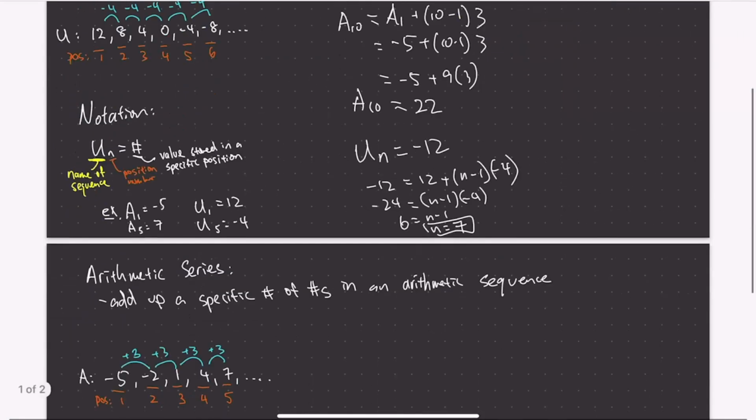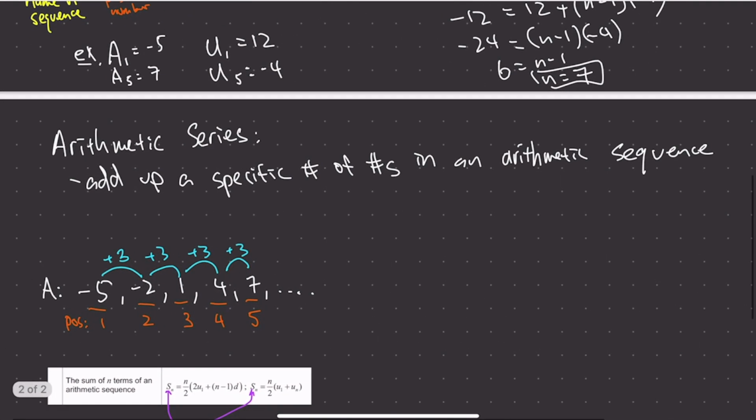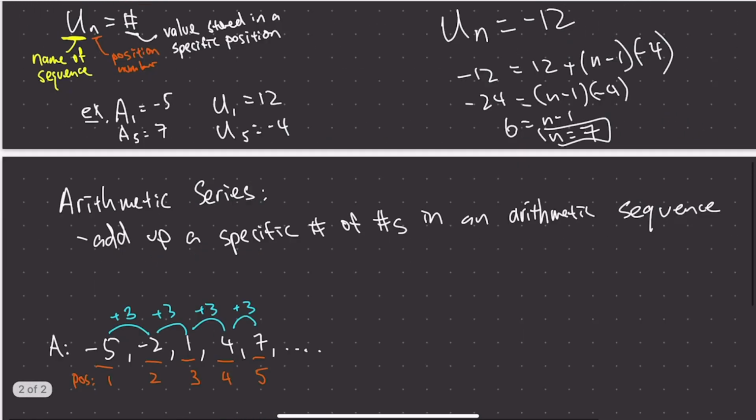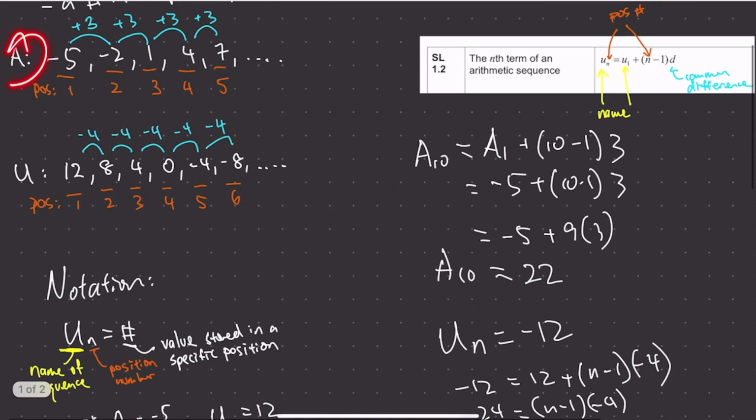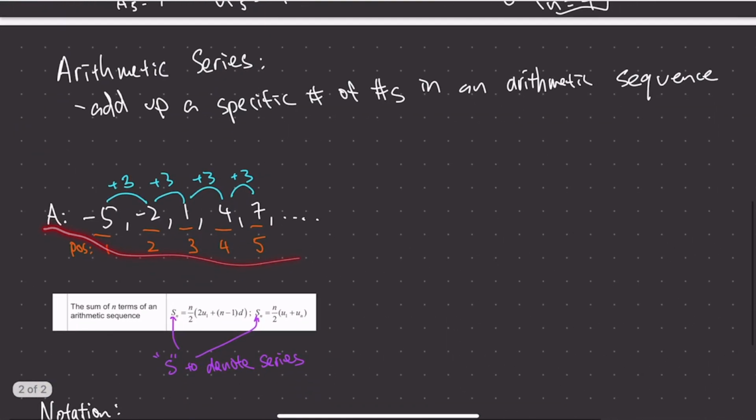Cool. Moving on, we're going to go into an arithmetic series. So what is an arithmetic series? An arithmetic series just means adding up a specific number of numbers from an arithmetic sequence. Let's use the example up here, sequence A. I just copied it down here. Same thing, we have a group of numbers that are in order, separated by addition, add 3.